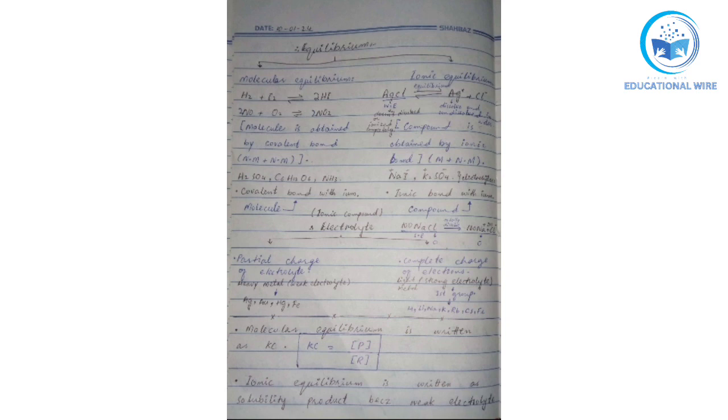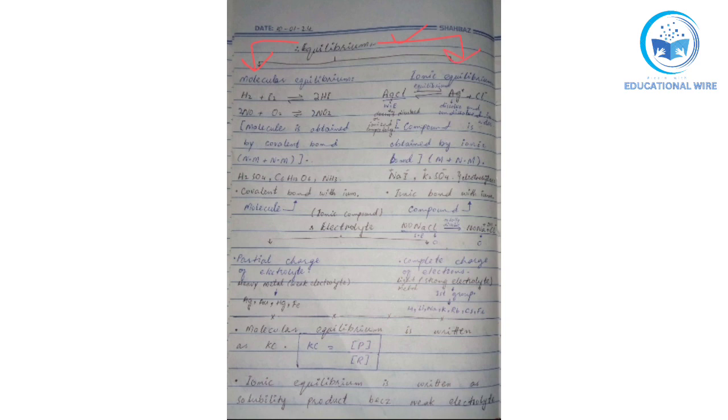Today we will start our new topic, that is solubility product. Before understanding solubility product, we will understand about equilibrium, that is, what is equilibrium. There are two types of equilibrium. One is molecular equilibrium and the second is ionic equilibrium.